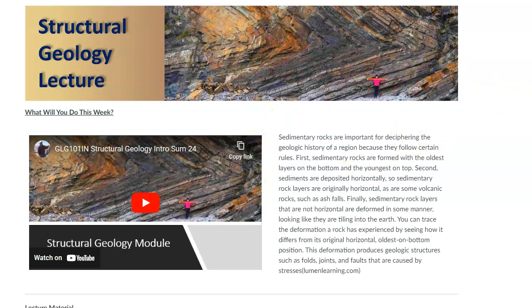So that's what we're going to do for structural geology. So the main focus, folds and faults, and of course, understanding the strike and dip concept. And that should get you through this week's module.